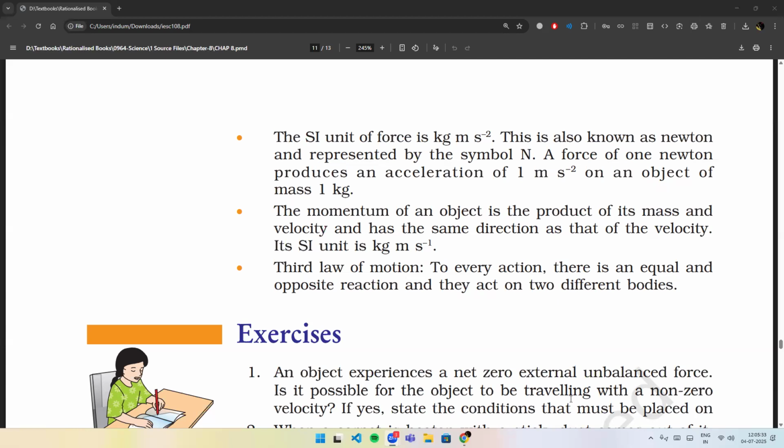Third law of motion. To every action, there is an equal and opposite reaction, and they act on two different bodies. And this was chapter number 8.